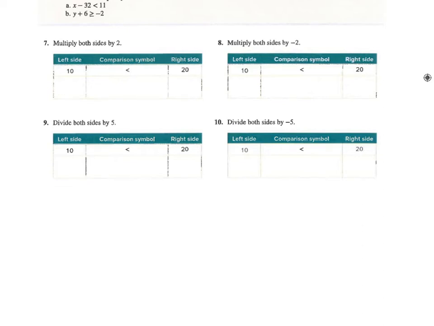We're in section 3.4, page 331, and I would like for you to try number 7 through 10. I will pause the video, you do the same thing, and check back to make sure that you got what I did. Okay, don't just check your numbers, also check the direction of the comparison symbol.